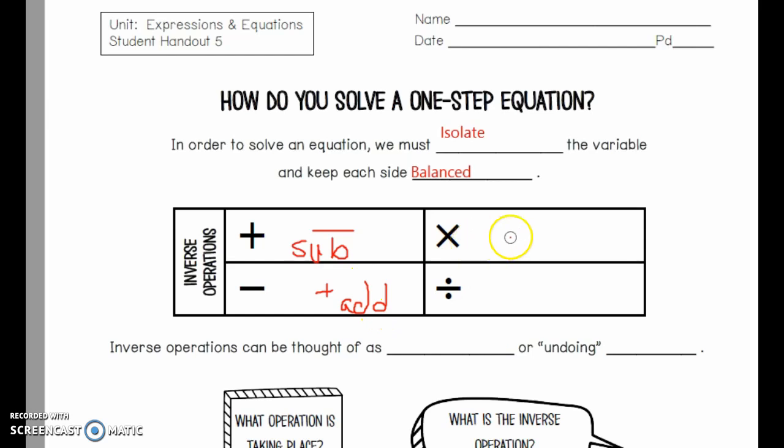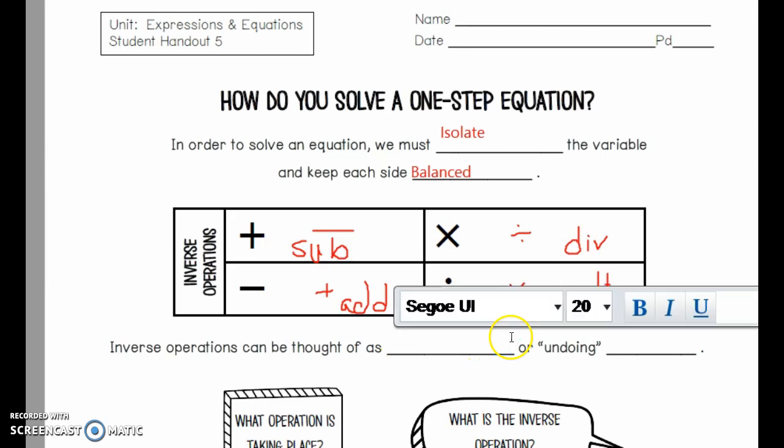When we multiply, the opposite is to divide. I'll just write divide so you get that idea. And when we're dividing, we do the opposite, which is multiply. When we're dividing, we multiply, right? That's the opposite. I hope I said that correctly. All right. Now, this is only to undo the problems. So inverse operations can be thought of as the opposite.